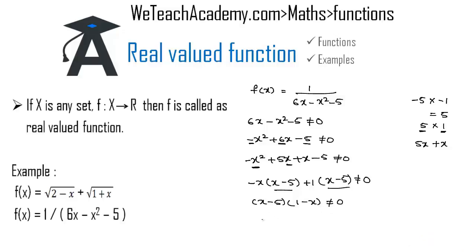Therefore we can write x minus 5 not equal to 0 and 1 minus x not equal to 0. So this would come as x not equal to 5 and x not equal to 1. Therefore x is not equal to 1 and 5. So the domain of the function would be all the real numbers except 1 and 5.